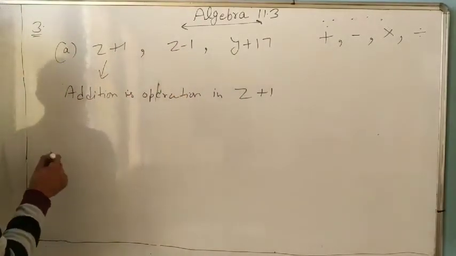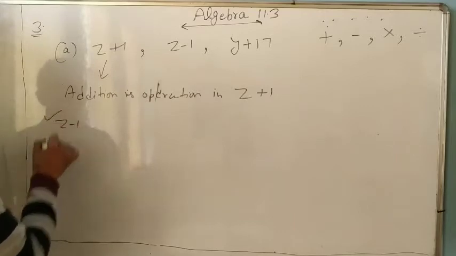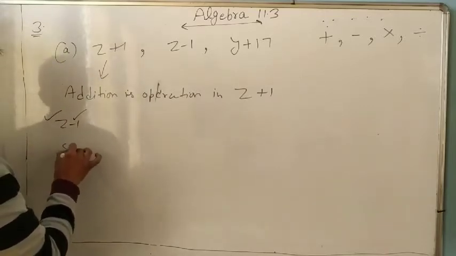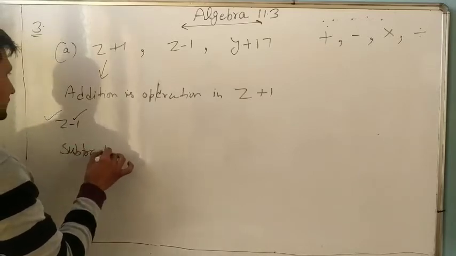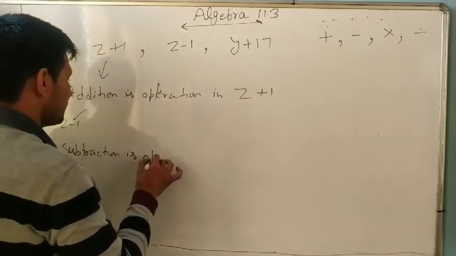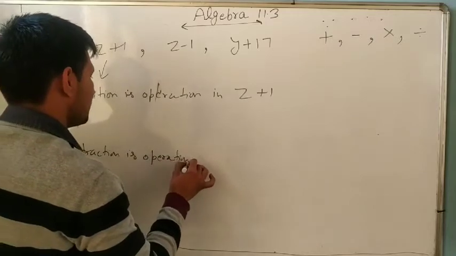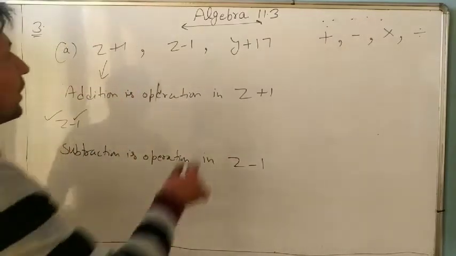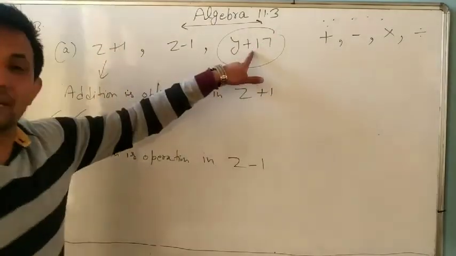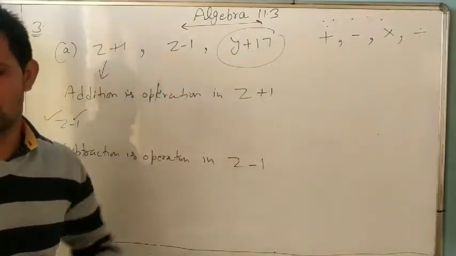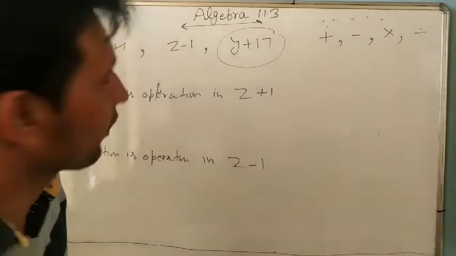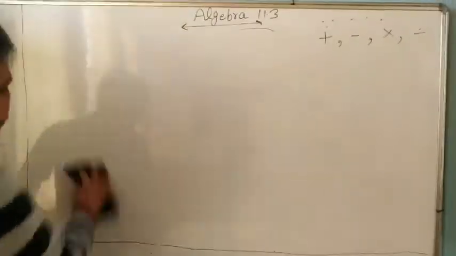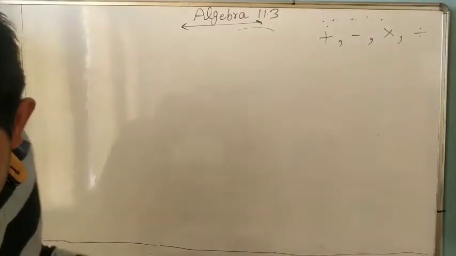Next is z minus 7. So you write z minus 7. What is the operation? The operation is subtraction. So you write subtraction is the operation in z minus 7. Same as it is y plus 17. What is the operation? It is addition. So you can find yourself, I think. Okay. Next is the B part, last part, and do the rest yourself.